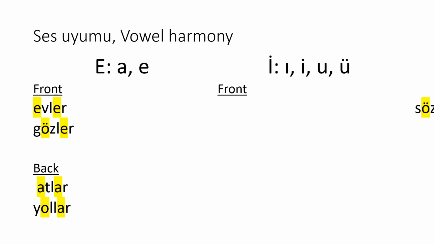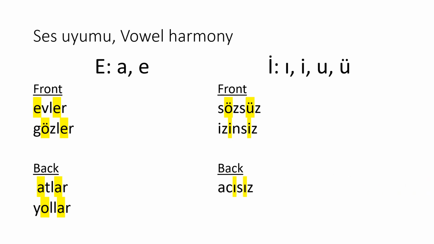With the second type, söz means word, sözsüz, without word, speechless. Izin means permission, izinsiz, without permission. Acı means pain, acısız, without pain. And tuz means salt, tuzsuz, saltless.